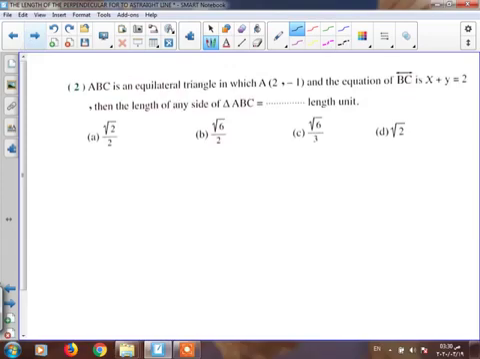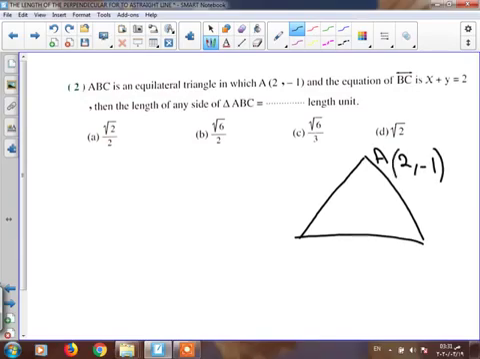Second question we have: ABC is an equilateral triangle. You have the point A with coordinates (2, -1). If you know that this is an equilateral triangle, each angle is going to be 60. And the equation of BC is x plus y minus 2 equals 0. He asked to find the length of the side of the triangle.